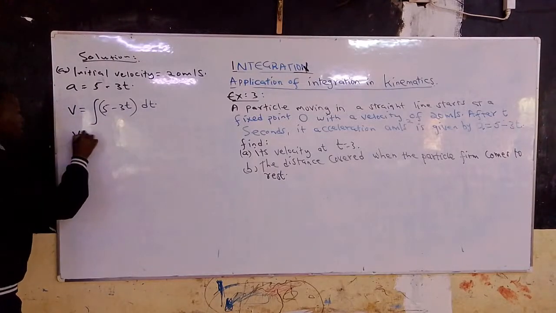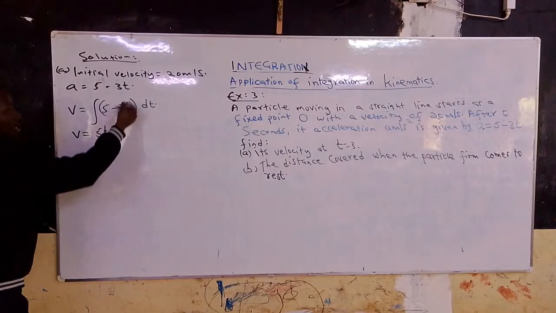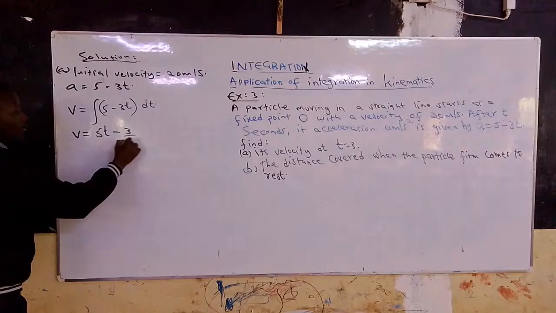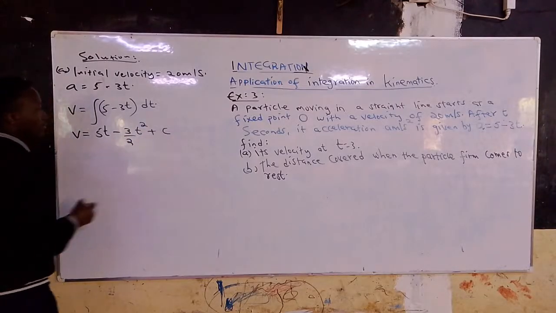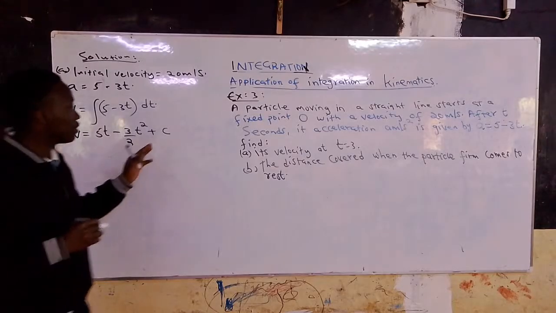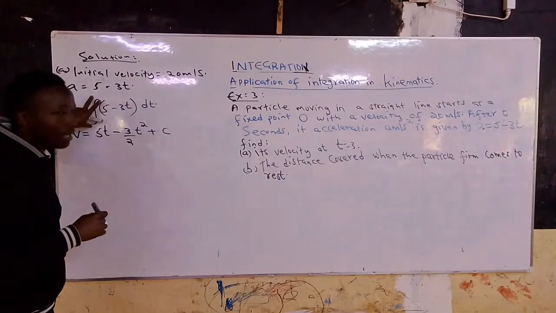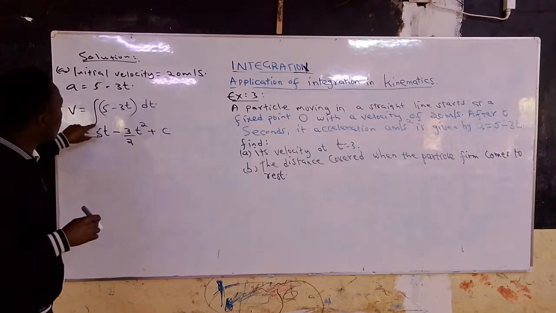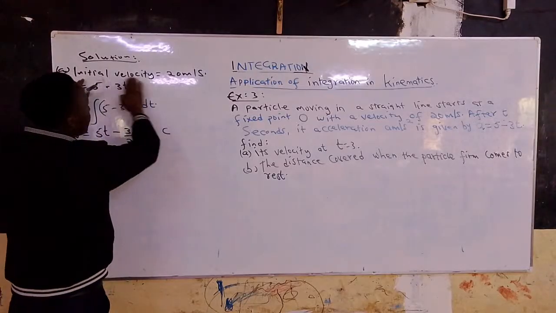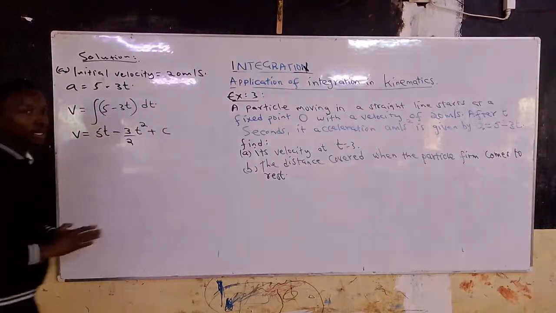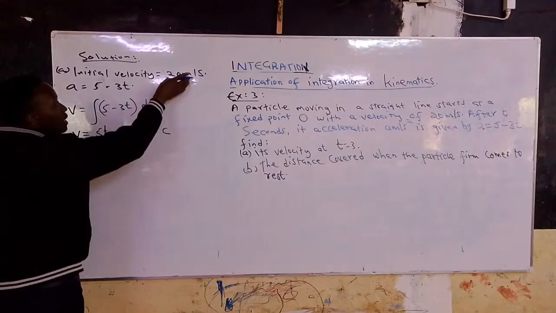So velocity is equal to 5t minus 3 over 2 t squared plus c. Why have we introduced a constant? We have introduced a constant because this one is an indefinite integral. We don't have integral boundaries. But since we have been told that the initial velocity is 20 meters per second, we are going to substitute our constant with 20.